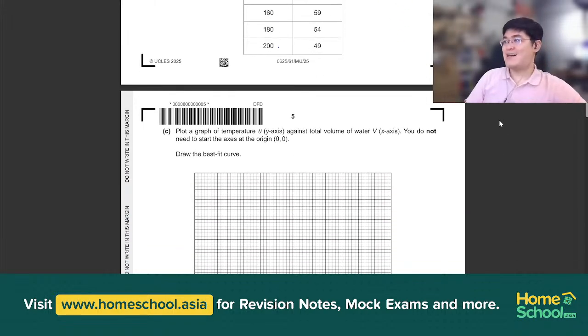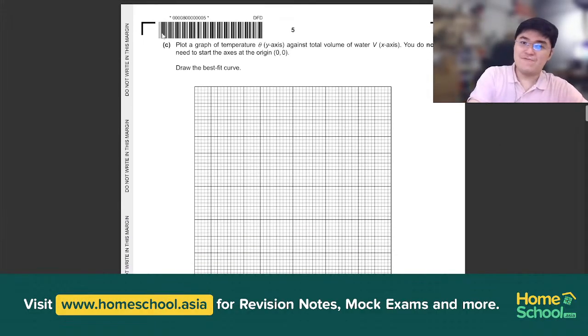Now, everybody's favorite part, right? We want to draw a graph. So over here we are to plot a graph of temperature theta, which is the y-axis, against the total volume of water V, which is the x-axis, and you do not need to start the axis at origin 0, 0. So you take a look at this. You do not need to start the axis at origin 0, 0. And we are to draw the best fit curve. Take note, you can draw a curve, you don't really have to draw a straight line.